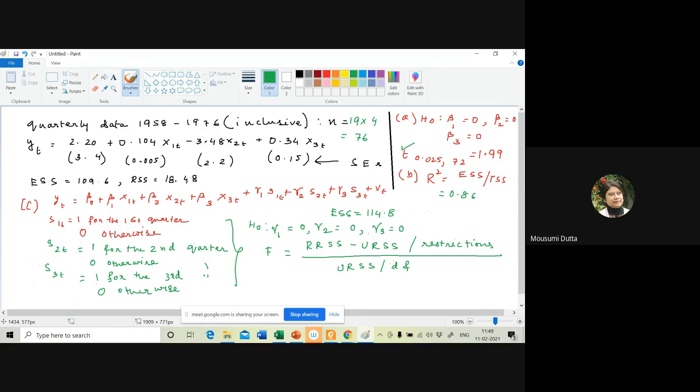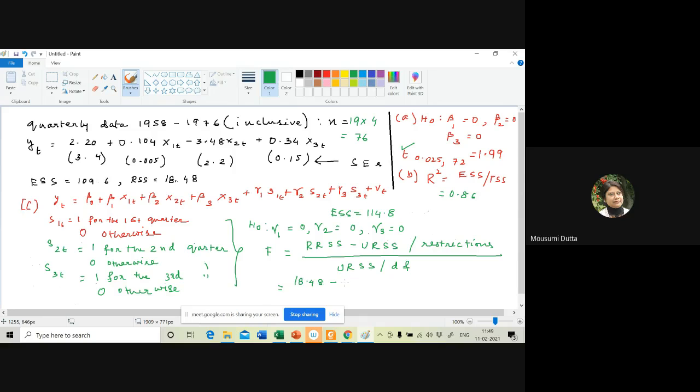Anyone will change the answer? So everybody is understanding: this RSS 18.48 will be RRSS because we are considering the original model as the restricted model. So RRSS is 18.48.